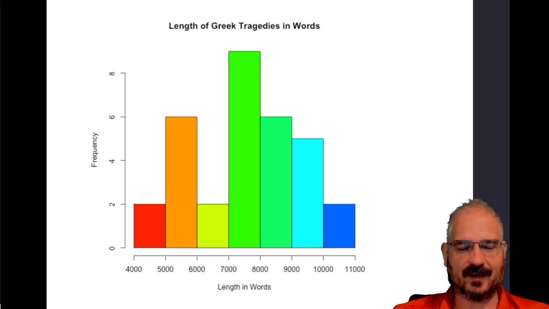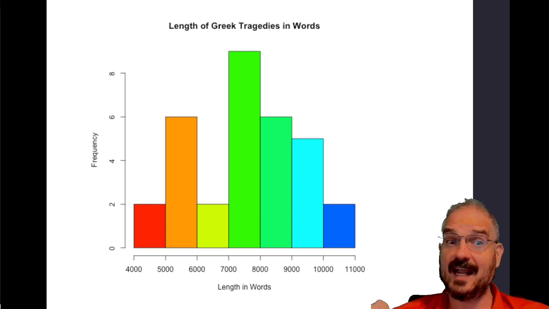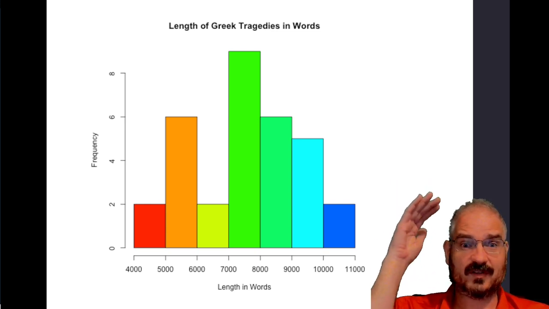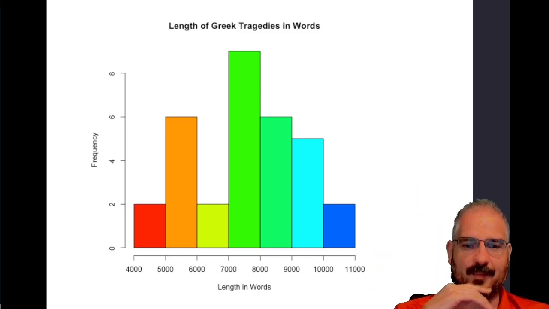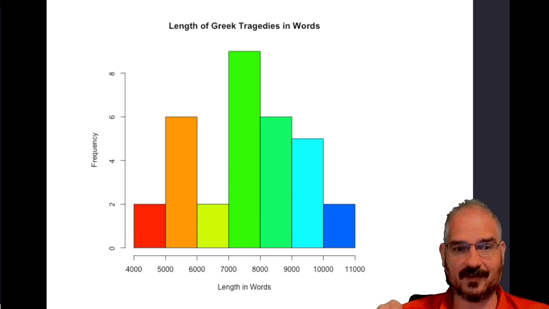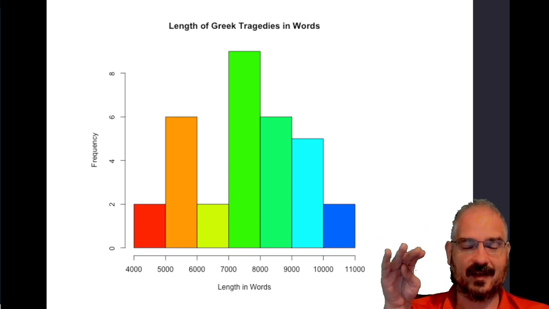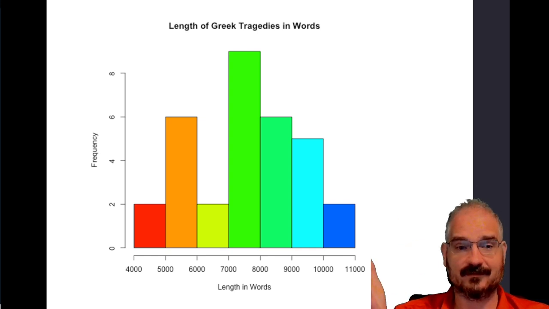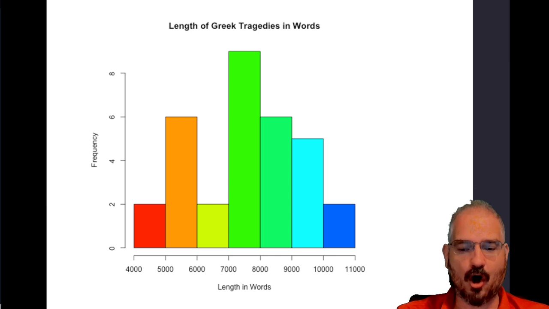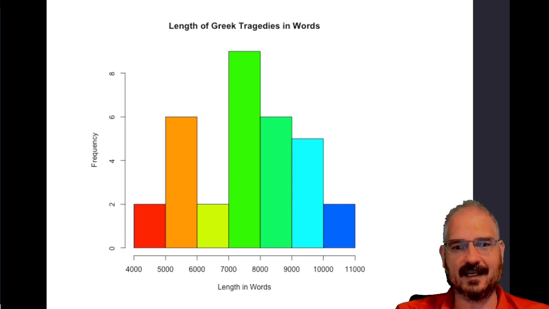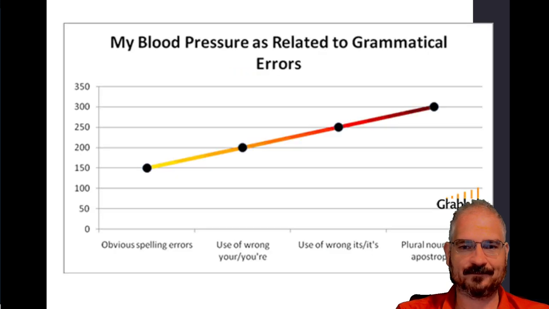So between 4,000 and 5,000 words, there were only 2. But between 7,000 and 8,000, there were what looks like 9 or 10, right? The y-axis doesn't actually go up high enough. But between, say, 9,000 and 10,000, we can tell based on this histogram that there were 5, right? So this gives you a good idea of how long each of those Greek tragedies actually was and how commonly different lengths appear, all right?